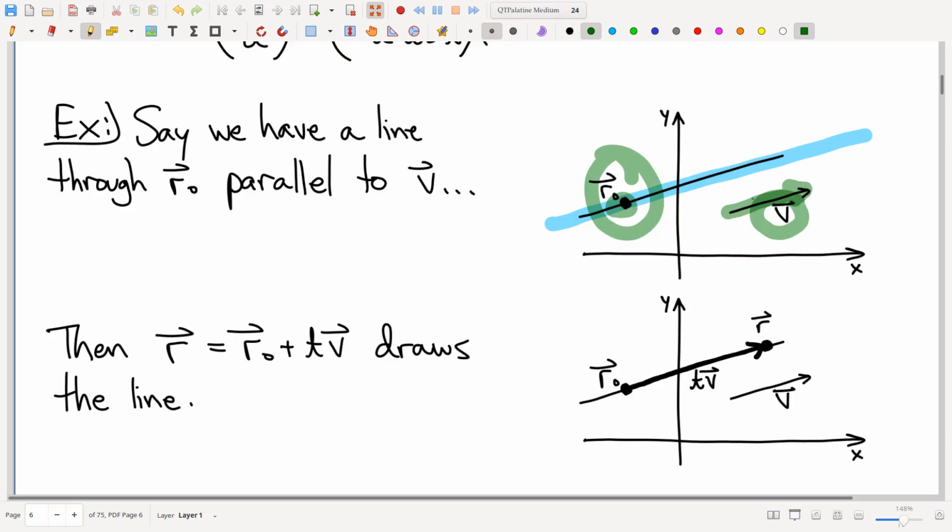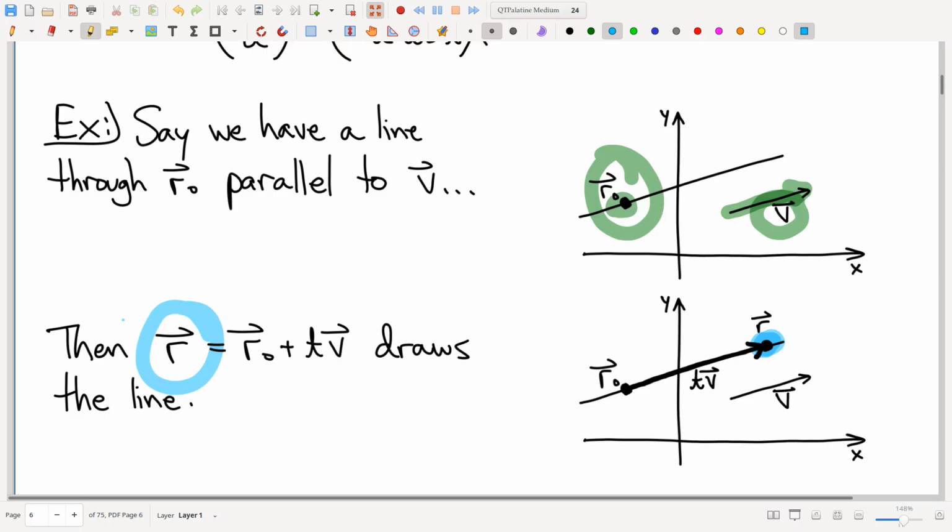And there's only one line that goes through that point and that's parallel to this vector. Is that cool? Okay, so given the R0, given the V, how am I going to describe this line? Well, if I say I want to parameterize, I need to describe points with a formula. I need to be able to generate points on the line with some expression that involves a parameter.